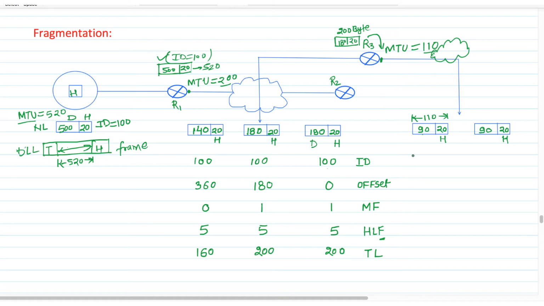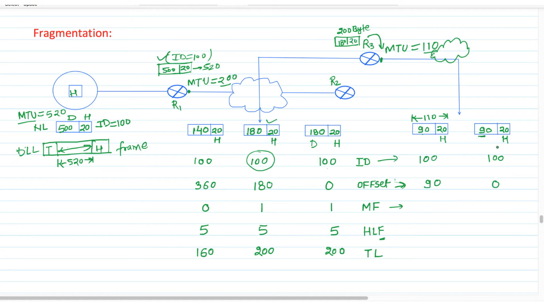So after this fragmentation, let's calculate all these values again. So what will be the ID? As we know, the ID is 100 for this datagram. Always remember that the ID is not going to change after fragmentation. So these 2 fragments will have the same ID, that is 100 and 100. Offset, you may say, yes sir, offset means the number of data bytes ahead of this fragment. So the offset value must be 0 here, and in this case, how many data bytes are ahead? It's 90. So the offset value will be 90.